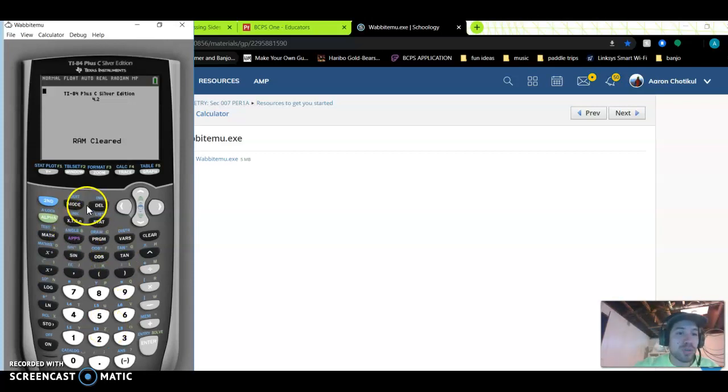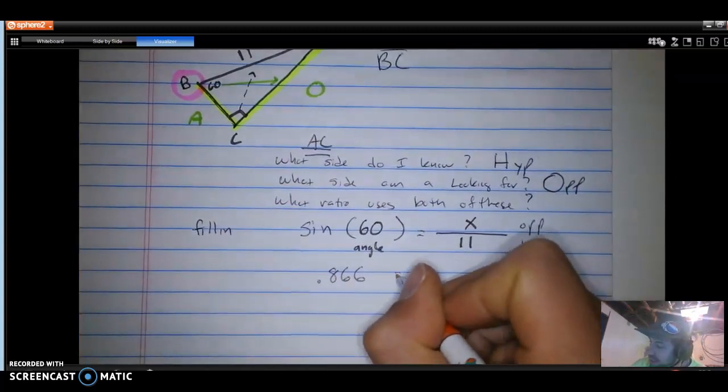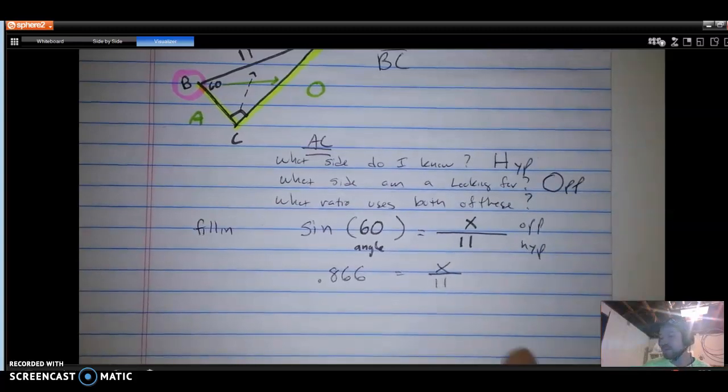Now, we're going to do mode, make sure you're in the right mode. We're in degrees, so you scroll down to degree, hit enter, right? Second, quit. And now we want sine of 60. Sine 60. Enter. Oh, I should have closed the parentheses, but it'll work here. 0.866. So 0.866 is equal to x over 11.